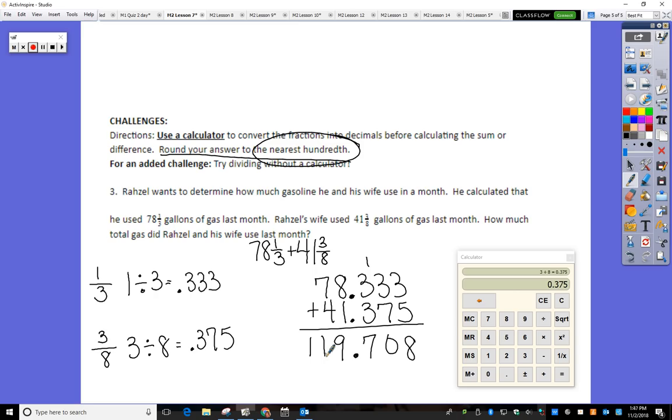It did tell us to round our answer to the nearest hundredth. So I'm going to take the 8 and use that to round the 0. That means it would go up to 71 hundredths, and this is gallons. So they used 119 and 71 hundredths of a gallon of gas last month.